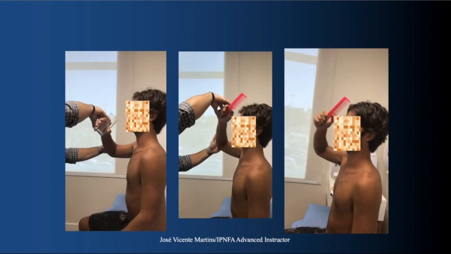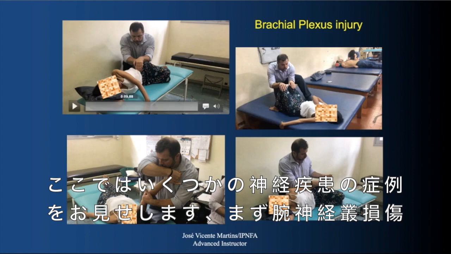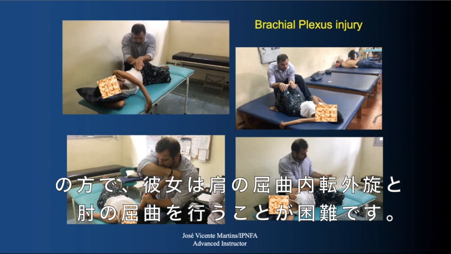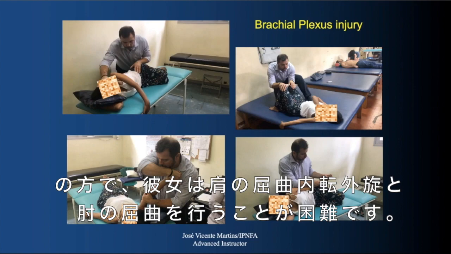So, now some neurological examples. Here is a patient with a brachial plexus injury. She has a lesion of the upper trunk of the brachial plexus. She's not able to do flexion, abduction, external rotation of the shoulder.